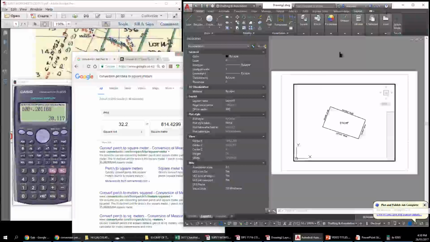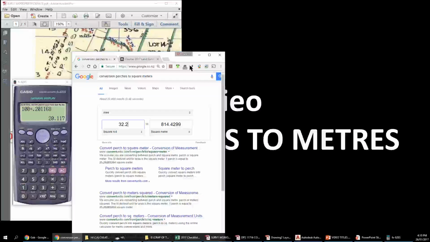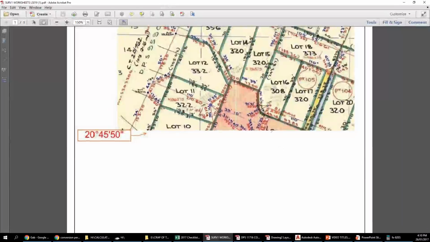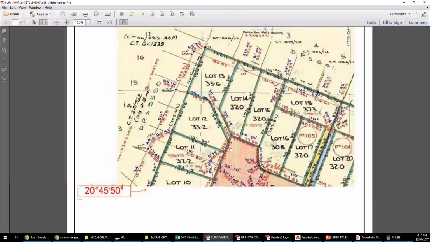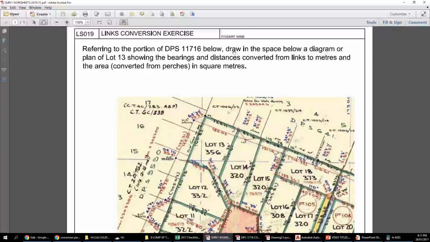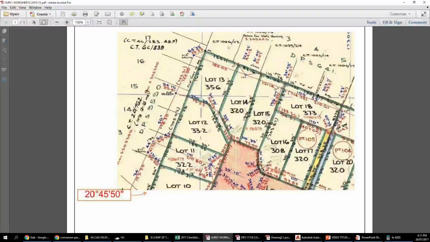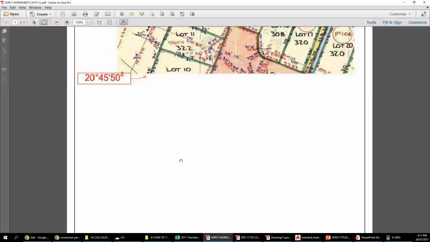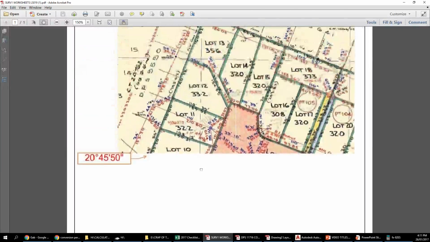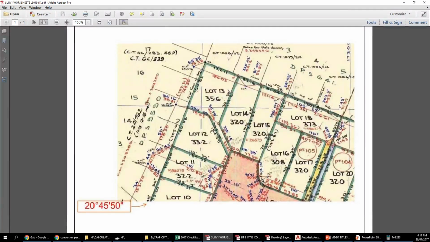So let's just recap here. Let's have a look here. Bring this down here. So you were asked to, referring to the portion of DPS 117, draw in the space below. So you would be drawing lot 13, which is going to come up here, across here. It's got a bit of a leg in, and you're going to work out the area just by converting this here. Maybe write lot 13 in, so that converting those perches to meters squared. And then we want to do it in a digital sense, so that's all good. So you could just submit that with this little one here, or you could cut and paste a picture of it onto the worksheet here if you're clever enough to do that, and we can work from there.